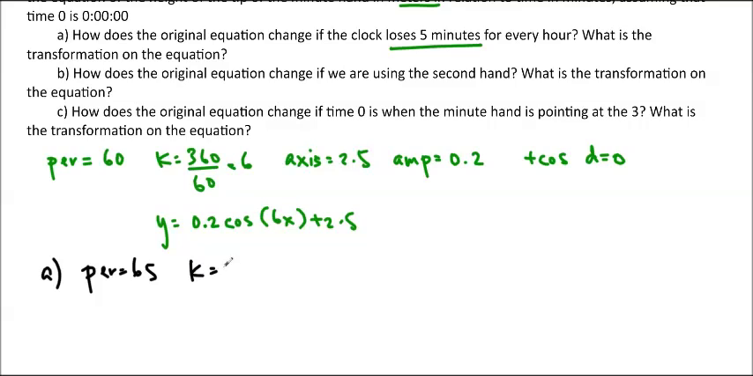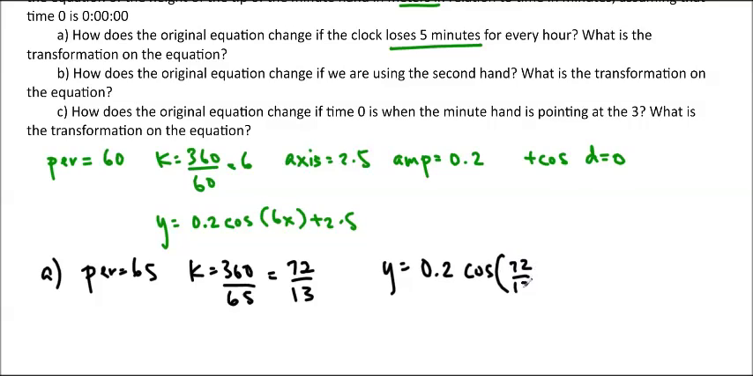So k is equal to 360 over 65, which gives us 72 over 13. And of course the axis doesn't change because the physical clock is not moving up and down. The amplitude doesn't change because the minute hand doesn't suddenly get longer or shorter. And we're going to start at the same time. So the only thing that changes, you can see, is the horizontal compression. So y equals 0.2 cos 72 over 13 x plus 2.5. So that's the only thing that's changing.